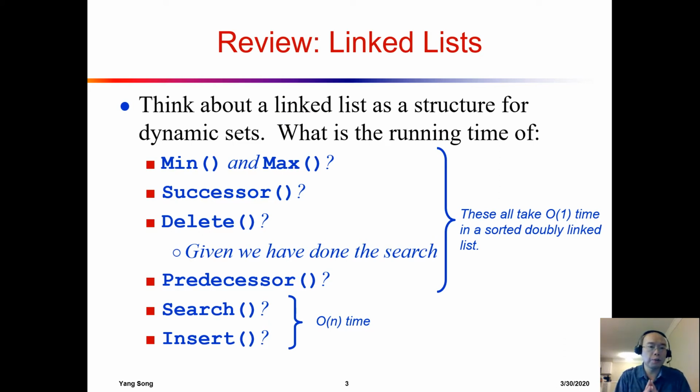So if we want to find the minimum, and we are dealing with an unsorted linked list, what we have to do is visit all the values in the linked list one by one, right? How about we make it sorted? I'm talking about a sorted linked list.